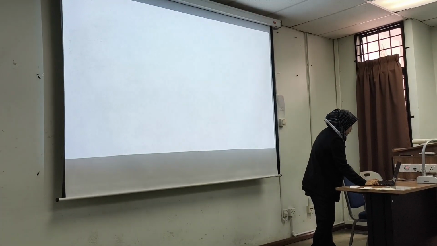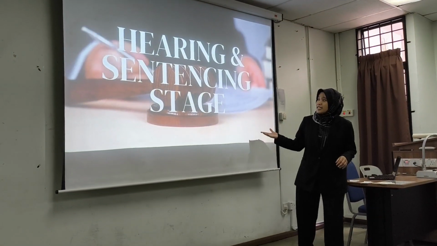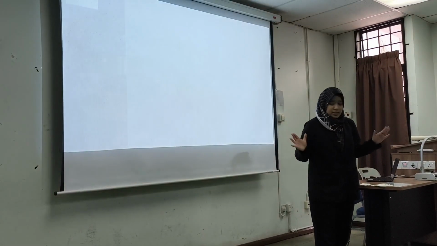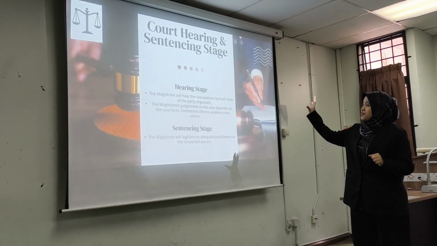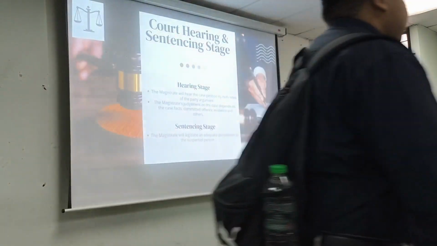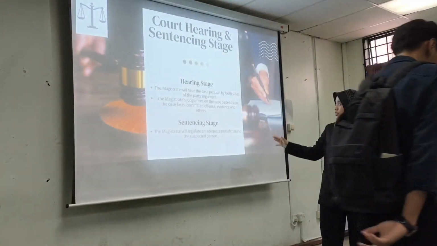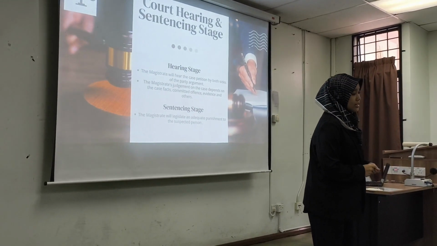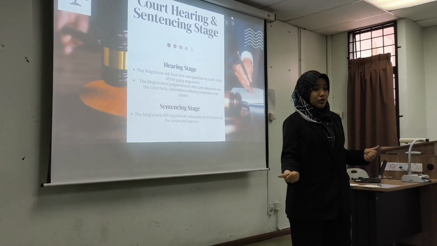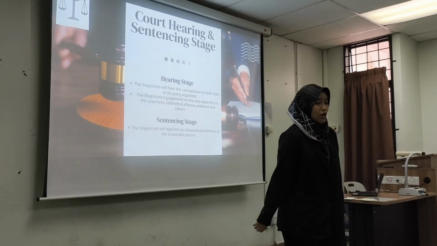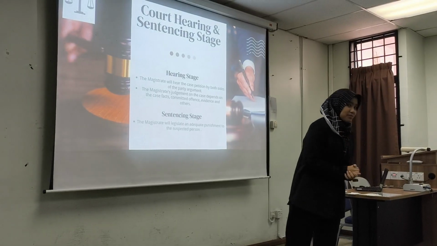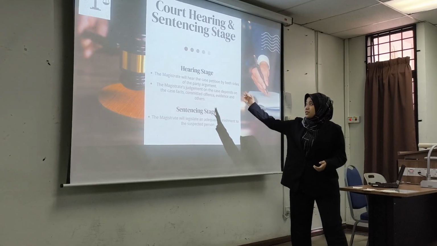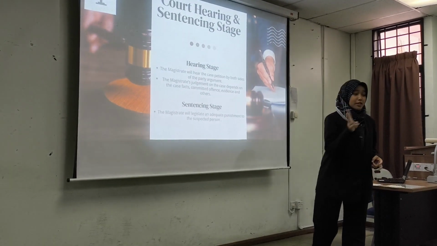And next, we go to the court hearing and sentencing stage. This is the final stage where the magistrate will hear the case petitioned by both of the parties. I will say that the hearing stage is where the public prosecutor will make a case to determine whether the suspect is really innocent, or whether he should be punished according to his offences. And during the hearing stage, the suspect has two choices.